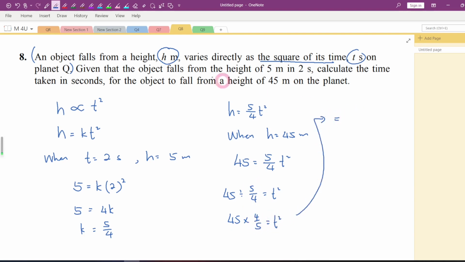Okay, now t squared is equal to 45 divided by 5, times 4, you get 36. And now we know t is the square root of 36. We don't have to write the plus minus sign because this t is time, it cannot be negative. So we only focus on the positive part. So t is equal to 6. Okay, time taken is equal to 6 seconds. This is the answer for this question.